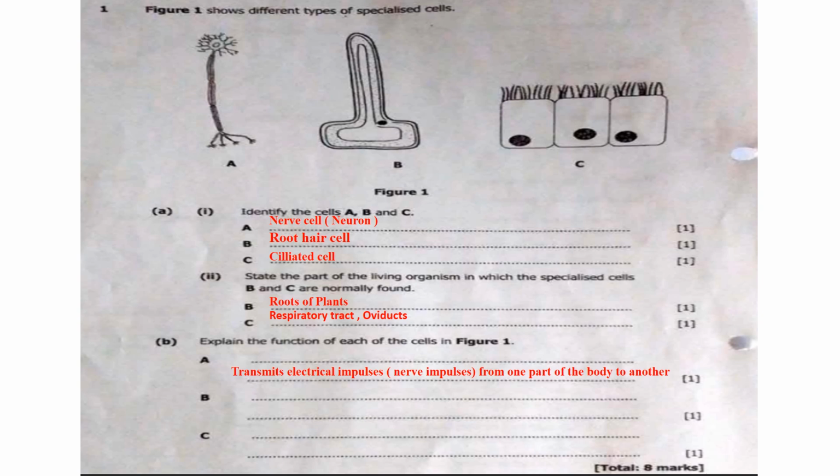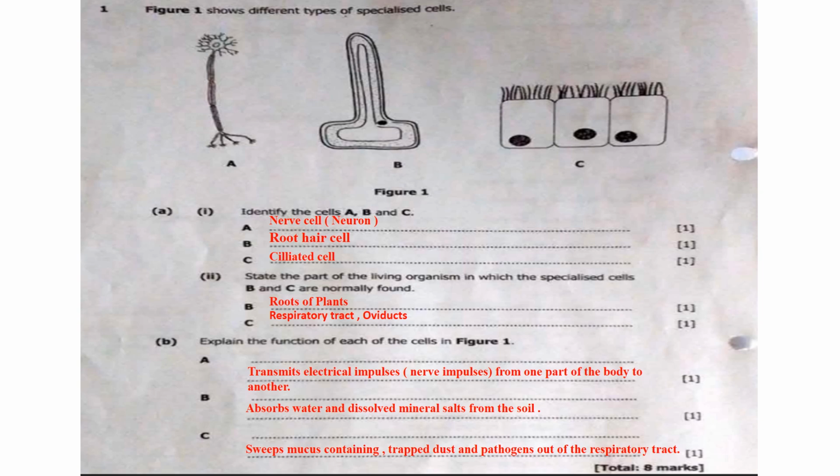B is the root hair cell, and we have said its function is absorption of water as well as dissolved mineral salts from the soil, since it's found in the root. So this is the one responsible for absorption of water.